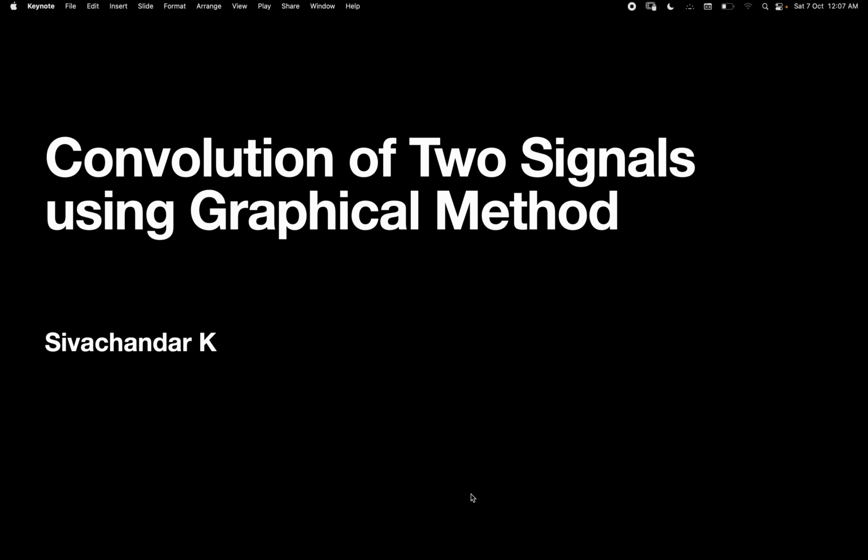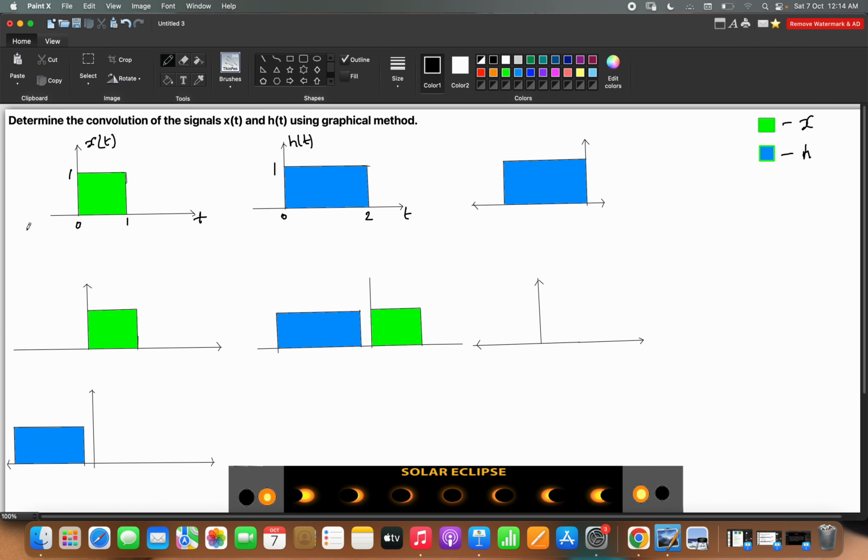Hi all, this video will help you to solve the convolution of two signals using graphical method. Let us consider the problem: determine the convolution of the signals x of t and h of t using graphical method. In this problem, x of t and h of t both are represented graphically. X of t equal to 1 for t is equal to 0 to 1 and h of t equal to 1 for t is equal to 0 to 2.